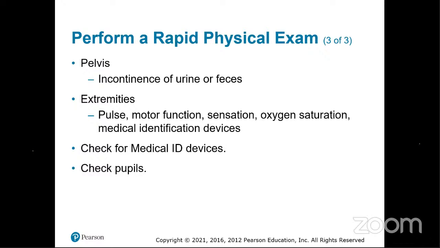Extremities, we're going to go back to that PMS. Pulse, motor function, and sensation. Also going to put on our oxygen saturation or SpO2, and then look for medical devices on bracelets there too. And then check for pupils too. Same thing, are they constricted, are they dilated? So with a pupil, the mnemonic you guys will hear for it is PEARL, meaning that their pupils are equal and reactive to light. So we're wanting to make sure that they are equal and reactive to light.